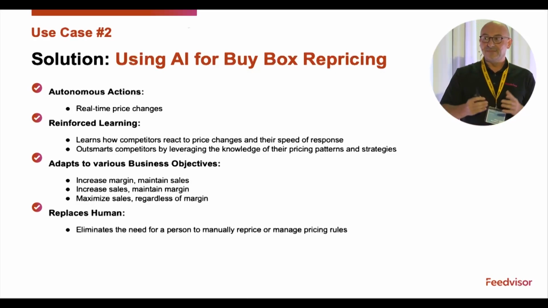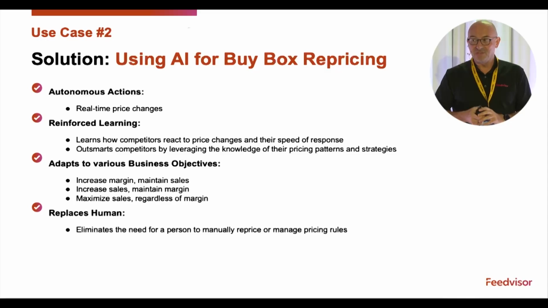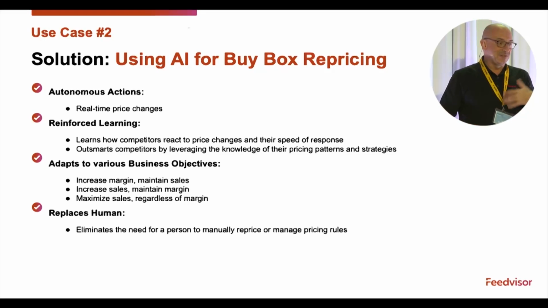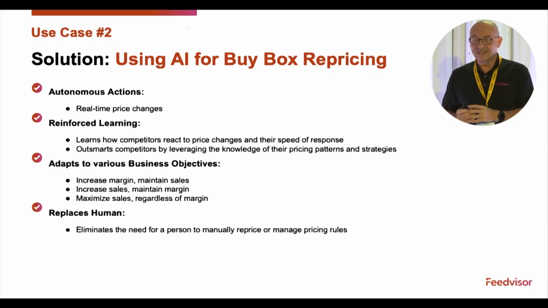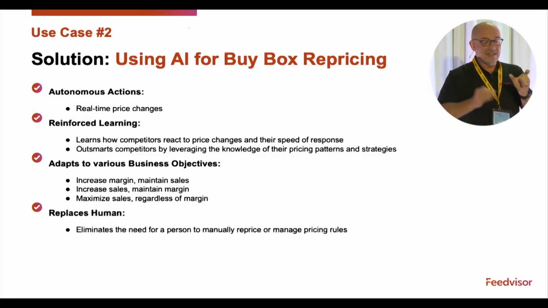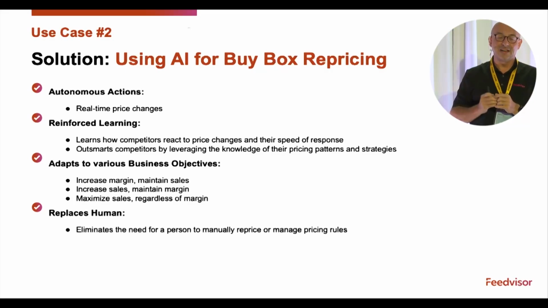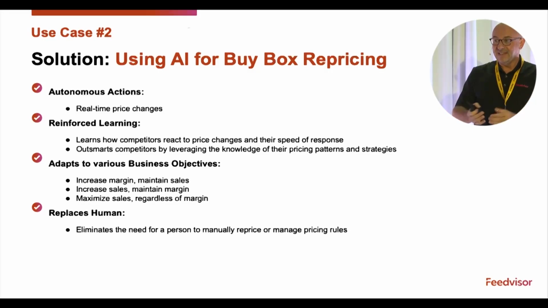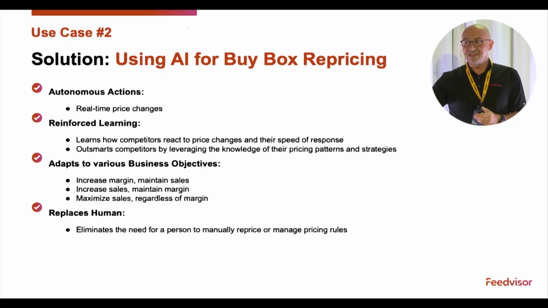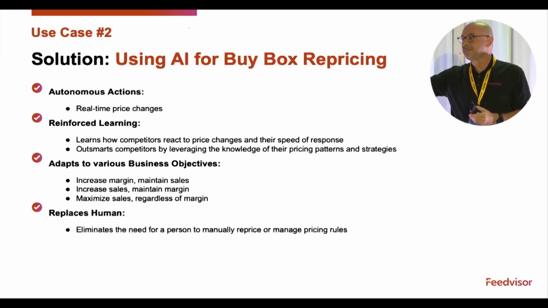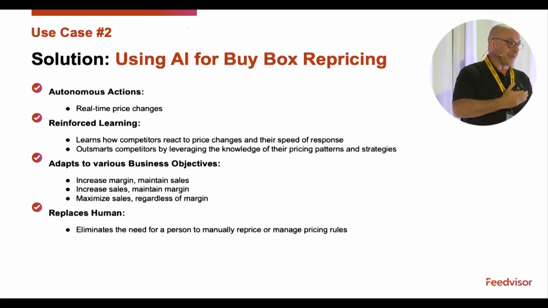And again, it follows the very same business objectives, right? So you can increase margin, maintain sales, you can increase sales, maintain margin, or you can maximize your sales regardless of margin. And then you follow all of this, and the algorithm will behave entirely differently in each of these scenarios. Same algorithm, same market, just different behavior. And finally, it eliminates the need for a person to manually reprice or to manage multiple pricing rules, because the system does it for them.